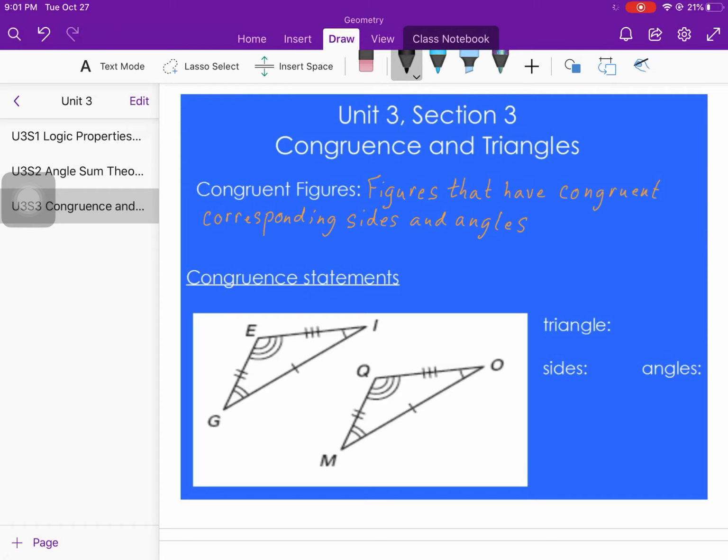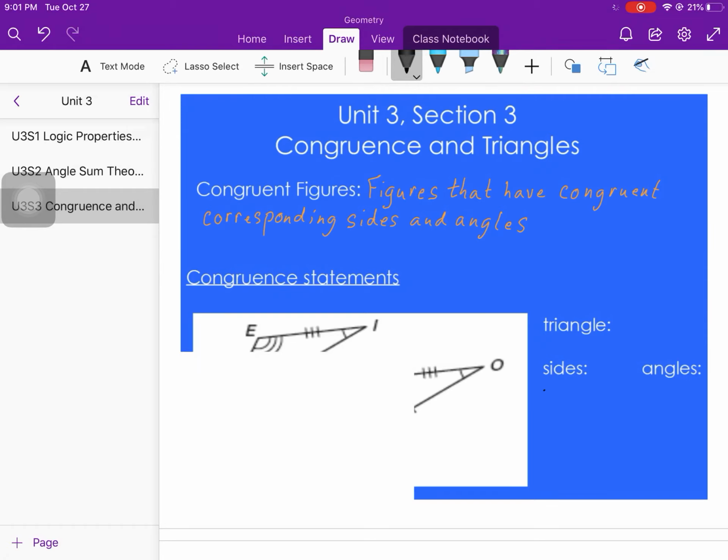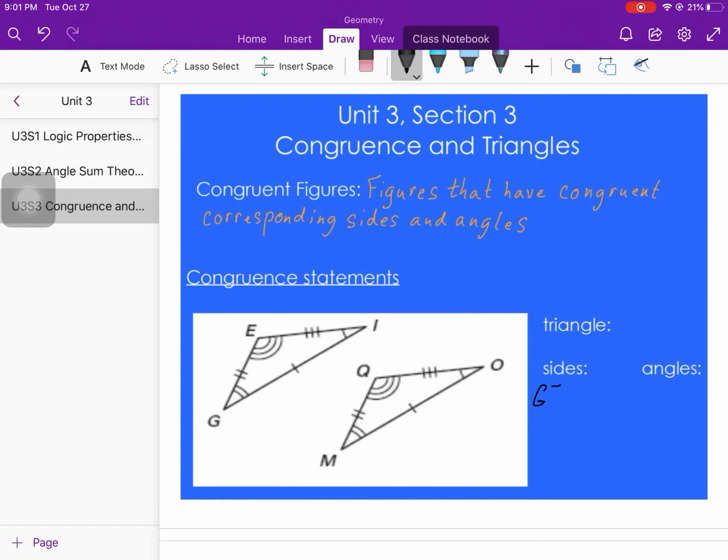So if we look here at our first triangle, GEI. For comparing sides, GE is congruent with MQ. The way we know that is because of the double tick marks. We know that those are corresponding sides, and they are congruent because the tick marks indicate that. So that's one set that's congruent.